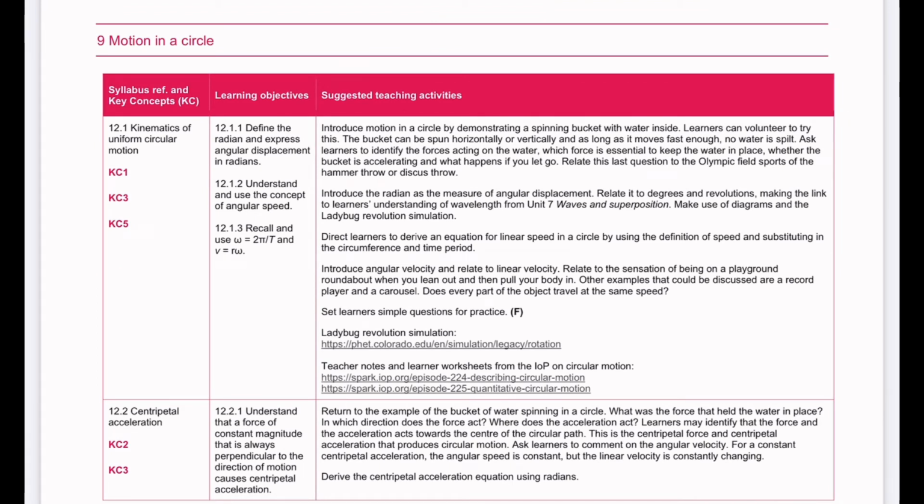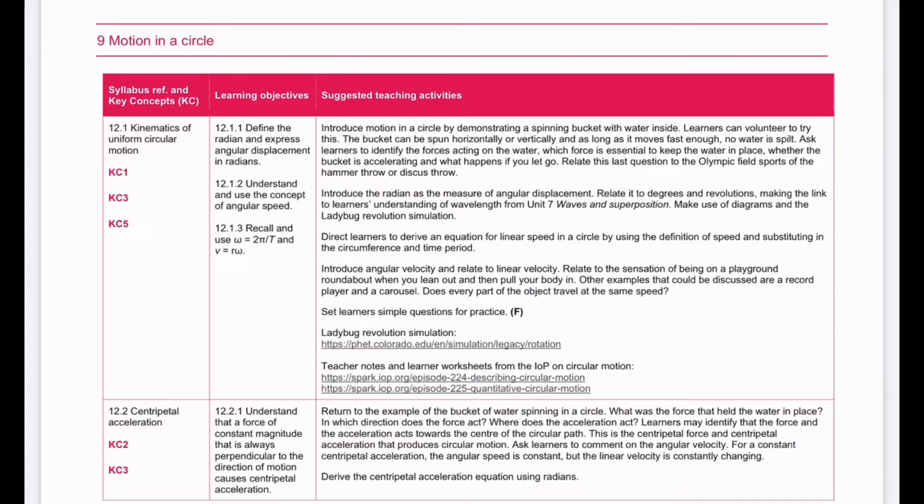12.1 Kinematics of uniform circular motion. Learning objectives. 12.1.1 Define the radian and express angular displacement in radians. 12.1.2 Understand and use the concept of angular speed. 12.1.3 Recall and use ω = 2π/T and v = rω.